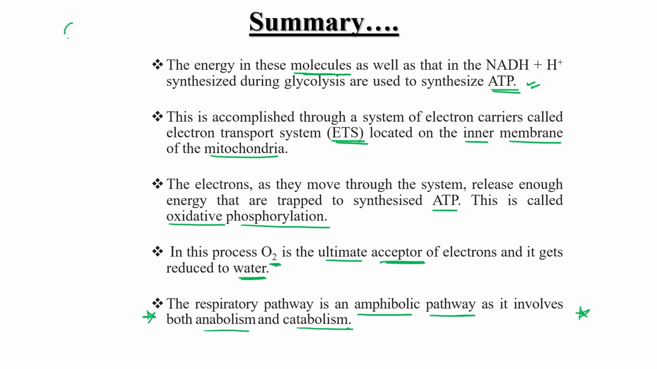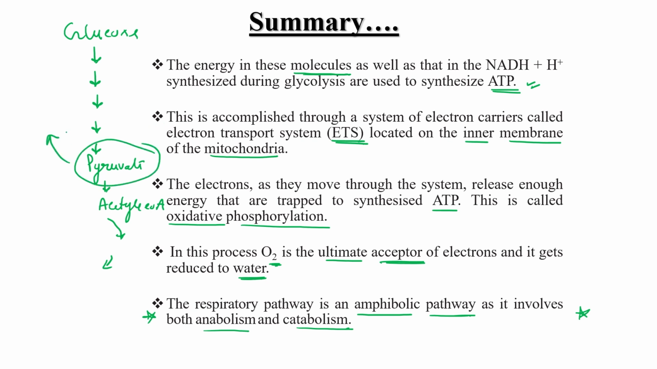Means if glucose is there, after so many steps, it will get converted into pyruvate, and then pyruvate into acetyl coenzyme A, and then this enters into the Krebs cycle, and further all the steps proceed. But this pyruvate may enter into another pathway. Means this is the catabolic pathway: glucose, this 6 carbon molecule, gets converted into 3 carbon molecules, then 1 carbon molecule, and then finally carbon dioxide and water.